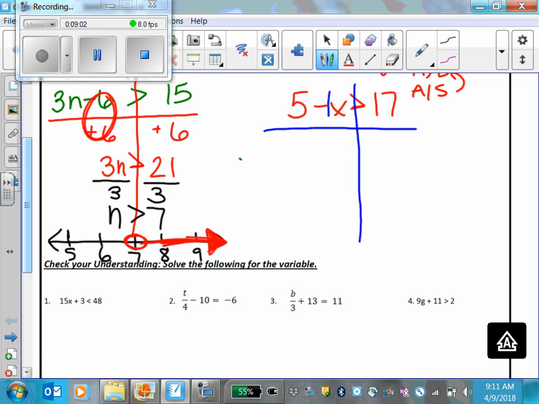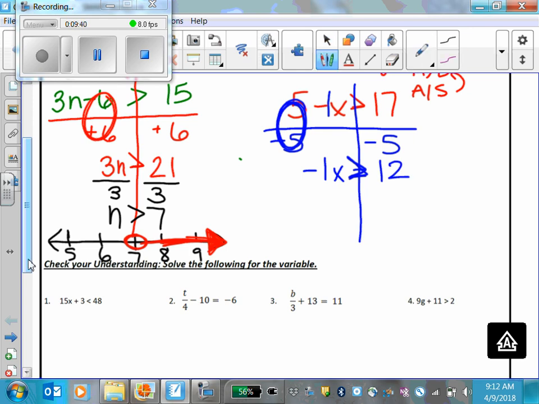I need to get rid of the 5 first, because that's least effective. Now, if it's 5, how would I make it 0? Minus 5. I want to make sure it makes 0. So 5 minus 5 makes 0. Make sure you always make the 0 pair, because it's easy to want to add 5 there. And I'm left with negative 1x, not equals, greater than. 17 minus 5 is 12. Everybody with me so far?